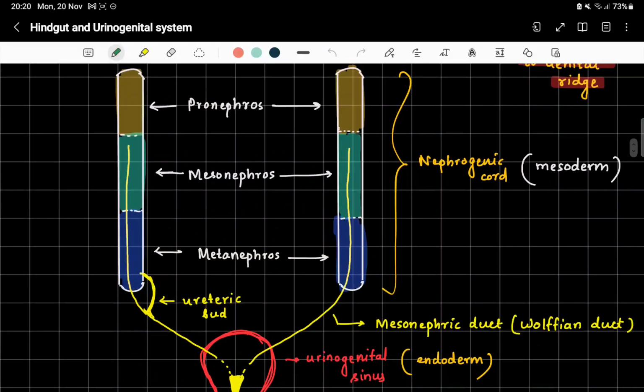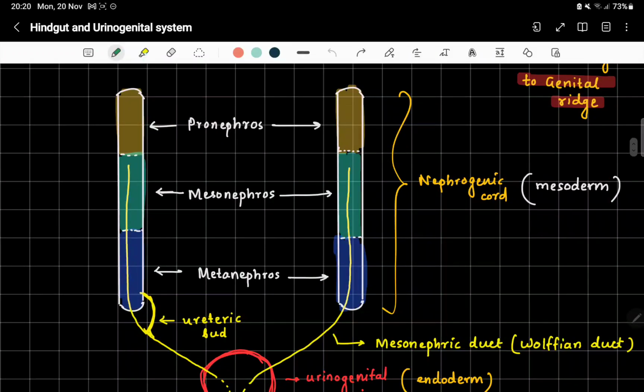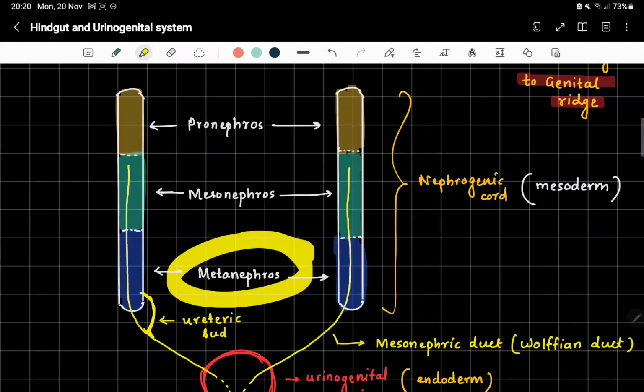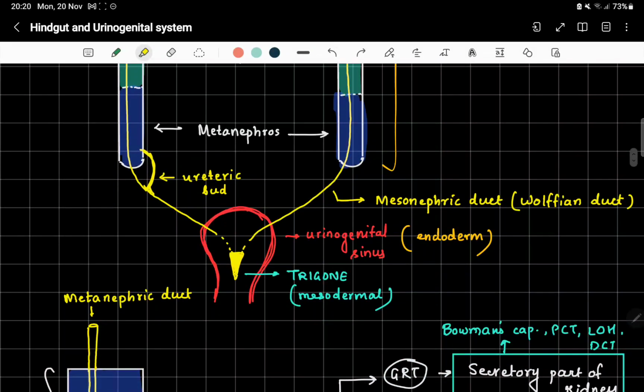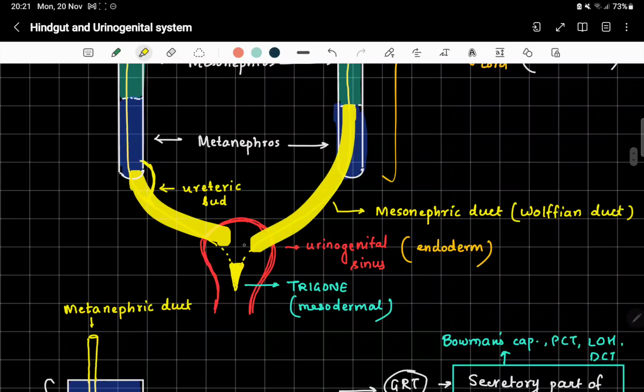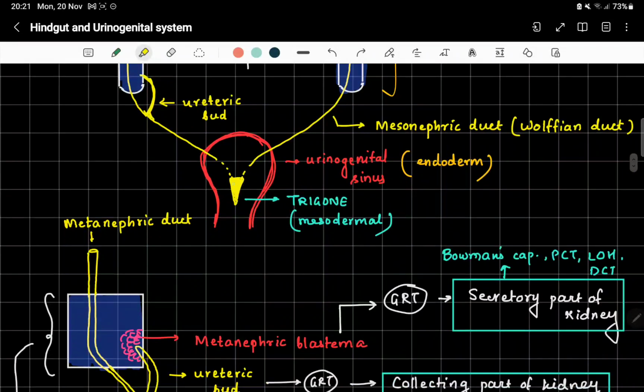So let's discuss the development of the urogenital system. In the systemic embryology of the pelvis, we have three mesodermal masses, which are called the nephrogenic cord. We have two nephrogenic cords, and the parts are the pronephros, mesonephros, and then the metanephros. Then you have the ureteric bud here. These two ducts extend from the mesonephros to the urogenital sinus, which is endodermal and will form your future bladder. These are called the mesonephric ducts or the Wolffian ducts.